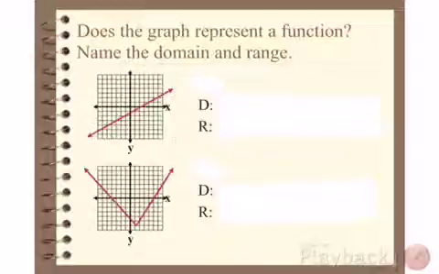So does this graph represent a function? If I was to draw a vertical line anywhere along this graph, it's only going to have one intersection, which means it is a function. So yes, it is a function.